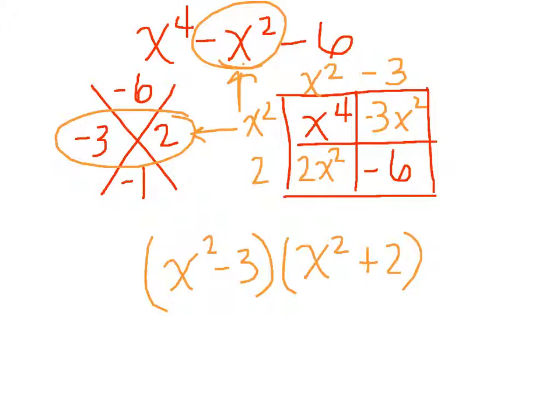And remember to always go back and double check to see if you can go any further. So if I look at this factor, I have a perfect square and I have subtraction, but my second term here is not a perfect square, so there's nothing I can factor here. If I look here, again I have a perfect square, 2 is not a perfect square, and it doesn't have subtraction, so I know that I'm also finished there. So that completes this one.